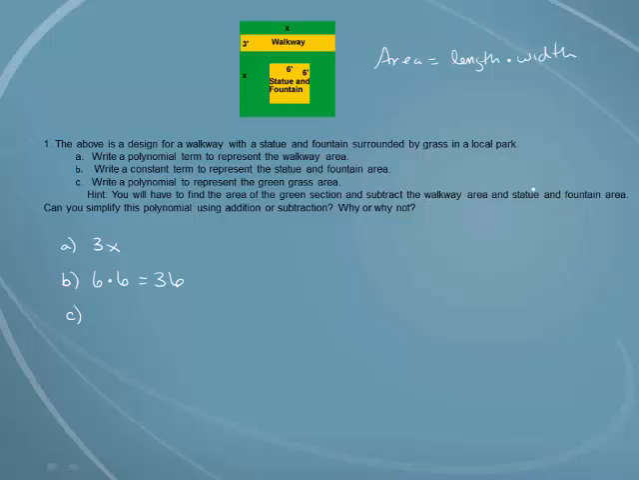statue and fountain. All right, so the area of the green grass is x times, well, this is an x, and this is a 3, but I don't know what this is, so we're going to call that y. So I'm going to have x times x plus 3 plus y. So that's going to be x squared plus 3x plus xy.